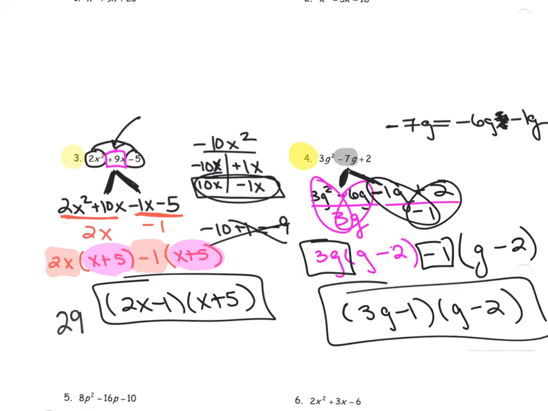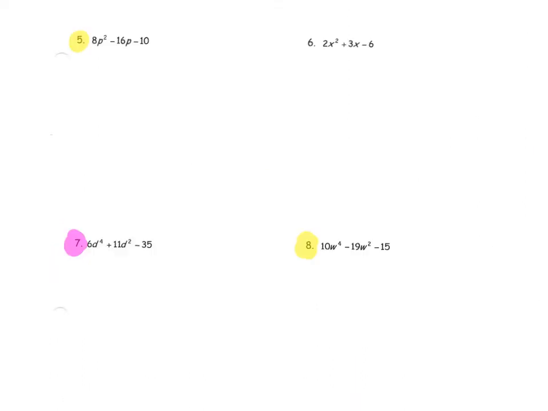And that's it. All right, guys, I'm going to walk you through one more, but this should be enough practice. And if not, we can talk more about this later. All right, so we're going to do 5 and 8 together, and then you're going to do 7. So for question 5, again, you should always be looking for your GCF first. So I'm going to take out a 2 first before I do anything. So I'll be left with 4p squared minus 8p minus 5.